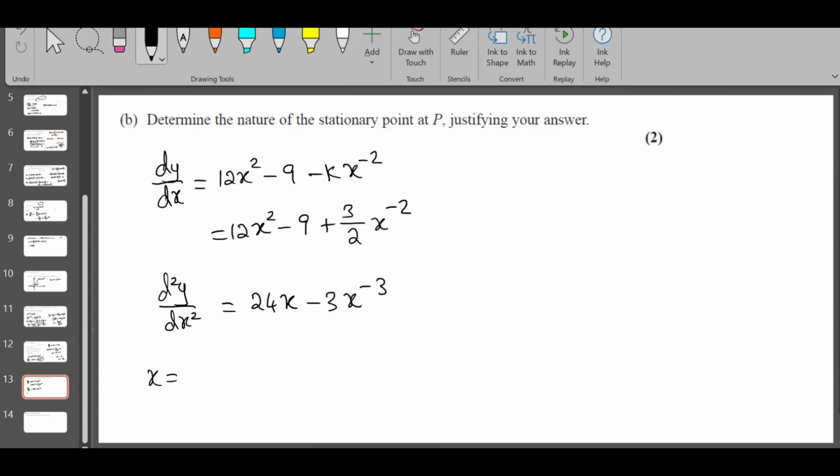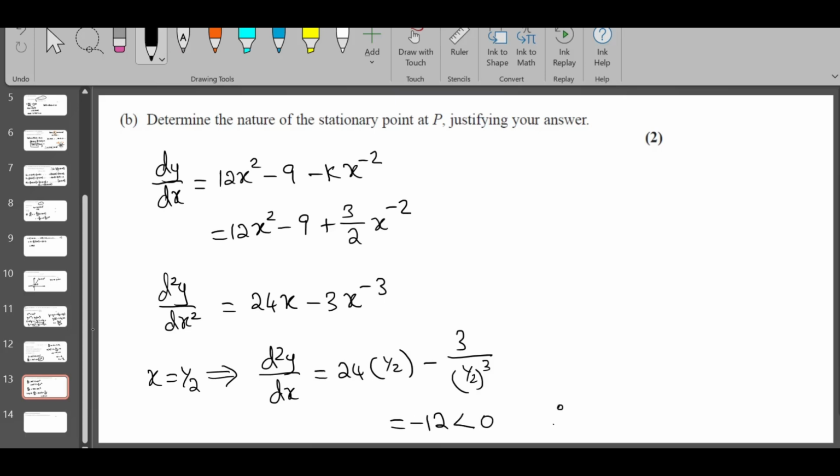So when x is equal to the x coordinate of the stationary point, when you sub in here, you're going to get 24 times half minus 3 over x cubed, which is 24. So you're going to get 12 minus 24, which is minus 12, a negative number. Therefore, it's a local maximum. If the number is positive, it's a local minimum. That's all. Just a 2 mark question.